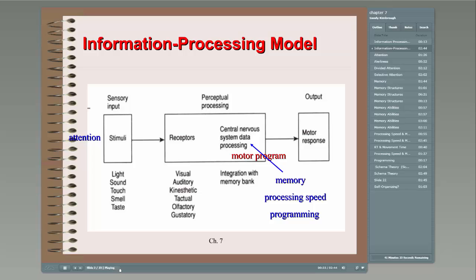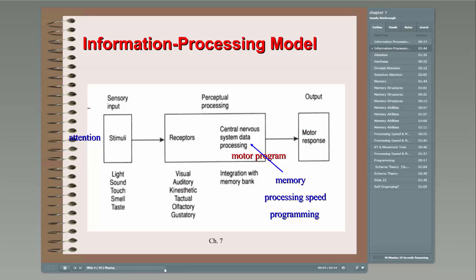cannot directly observe. On the left-hand side is the idea that we have a lot of information or a lot of stimuli being presented to us at any one time through our 5 senses. We have lights, sounds, touch, smells, and tastes being presented to us. In order to actually process one or more of those stimuli more deeply, we need to pay attention. So attention is the central construct of the information processing model.